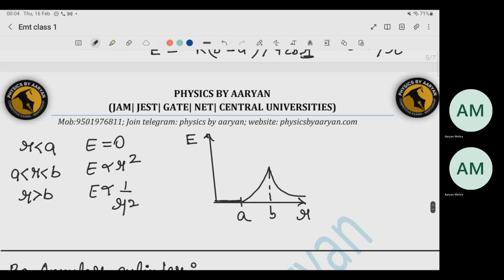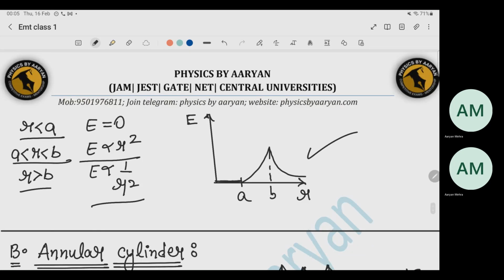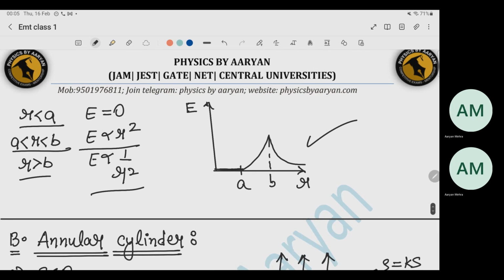So how do we summarize this? For r less than A, the electric field is 0. For A to B, the electric field increases by r². For r greater than B, it reduces by r². So if I plot this, this kind of plot will come out. Till A it is 0, then it increases by r², and then it decreases by r².